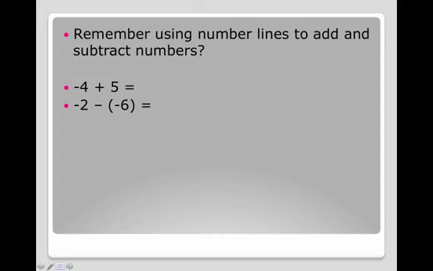Okay, so remember when we used number lines to add and subtract numbers? Way back in, I don't know, maybe sixth grade, we probably did this. We said -4, here it is on the number line, and we need to go 5 spaces, and we went 1, 2, 3, 4, 5, and where did that get us? Well, it got us to 1, so the answer there was 1. -2 minus -6. Again, very tedious, but it's going to get us to 4.